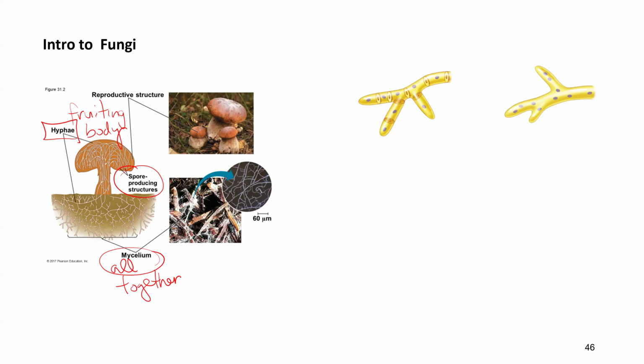We said that we can have 2 forms of overall body plan. We have septate, where the nuclei are separated, but we have these little septa with holes in the middle. You can see the holes. Those allow organelles to move through. Or we can have coenocytic, where there are no septa.